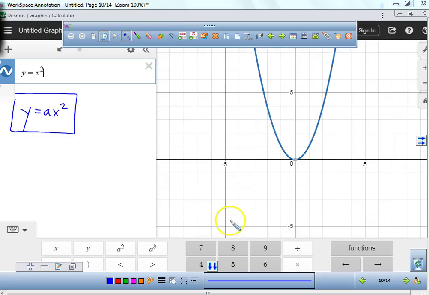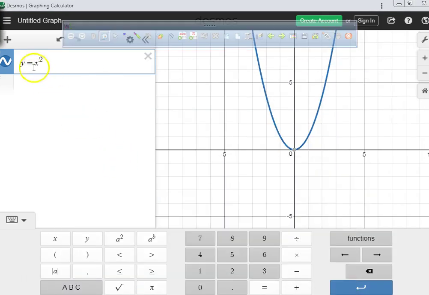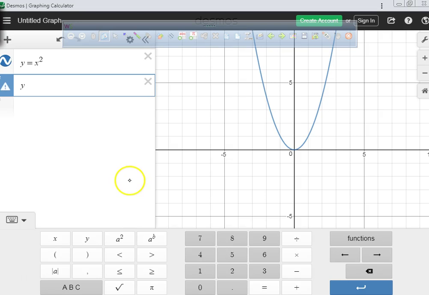All right, in this video, what we're going to talk about is what happens with this particular value in front of the x squared, the a value. Right now, in our particular problem, what's the a value right there, even though you can't see it? 1. Okay. So right here, could you please type in y equals 2x squared?